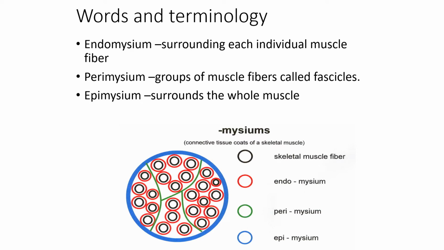We then get a whole bunch of fascicles together and we envelop them in another sheath called the epimysium. So that's this blue line on the outside. And it is the overcoat of dense, irregular connective tissue that surrounds the whole muscle.